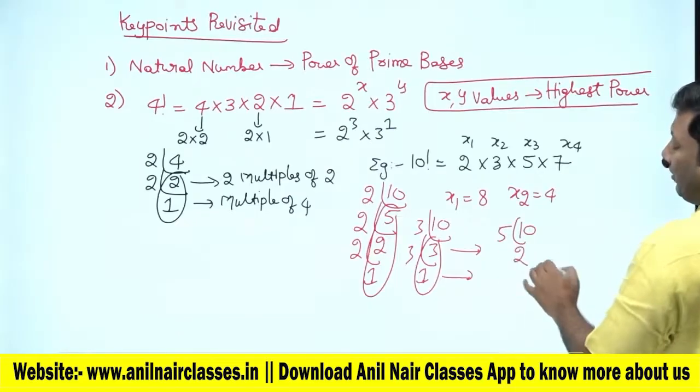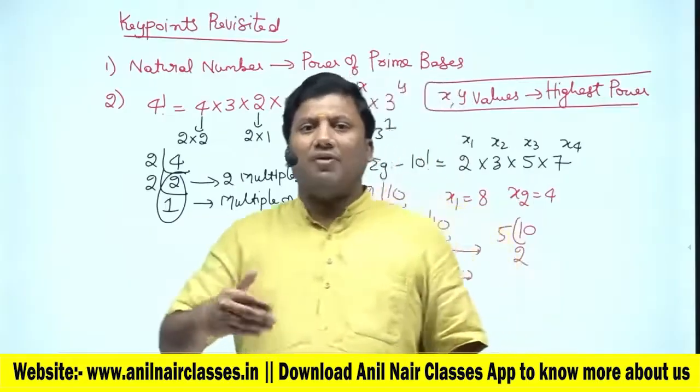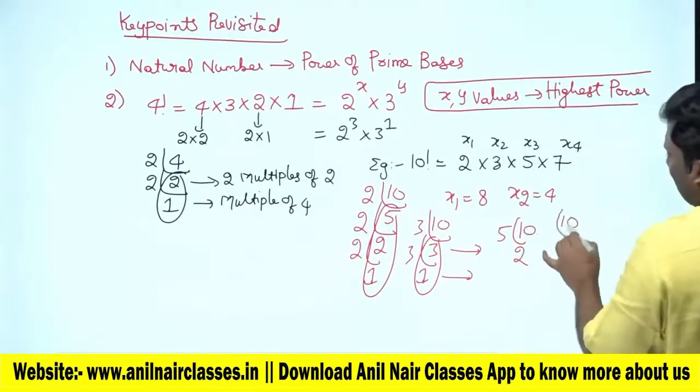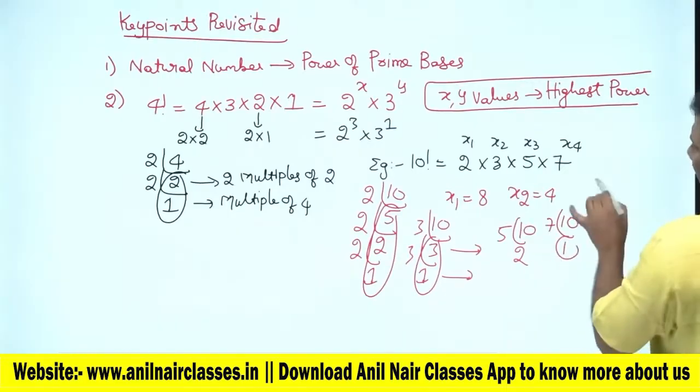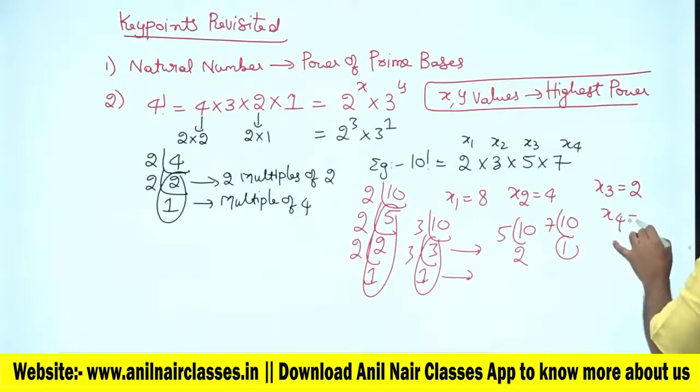Divide 10 by 5. 5 2s are 10. There are 2 multiples of 5. 5 1s are 5. So for 7, 7 1s are 7. So x3 value, it is 2. And x4 value, it is 1. I hope the idea is clear.